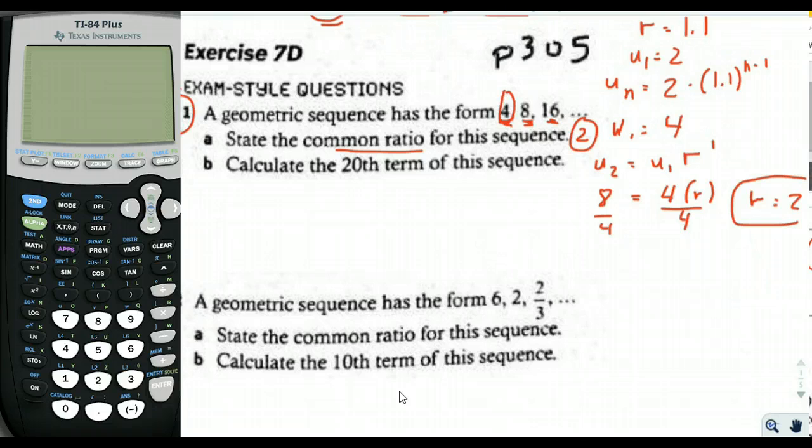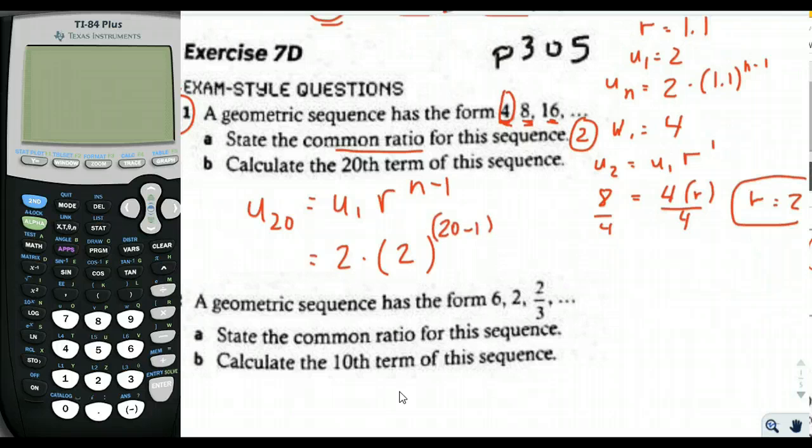Calculate the 20th term of the sequence. The way you would do this is you would use, again, the formula for the term, and you just write it out here. And then you know almost all of these variables except for U20. So we know U1 is 4. We know R is 2. And we know N is 20. Okay, so you could just do that in your calculator, right?